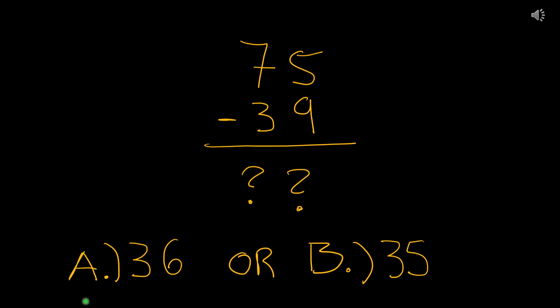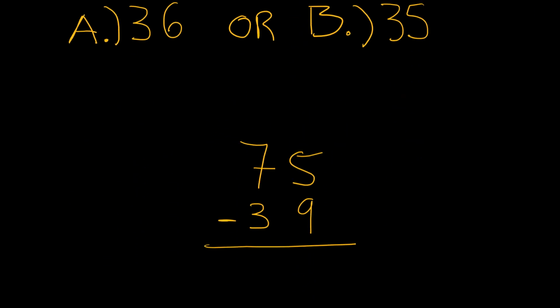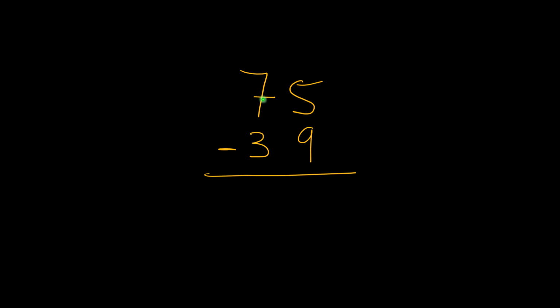Let's go over it. So we have 75 minus 39. What is the first thing we're going to have to do? That's right, I thought I heard it back there. We're going to have to borrow. So what that means is this 7 becomes a 6, this 5 becomes a 15. We now have 15 minus 9, which is going to be 6. And we have 6 minus 3, which is going to be 3. Therefore, our answer is going to be 36.